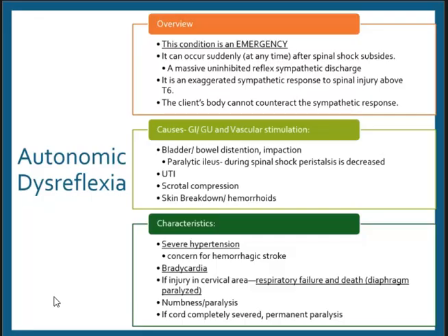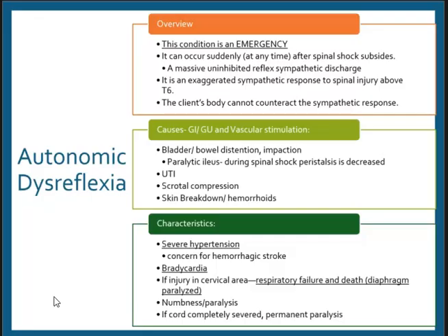So how does this happen? The patient that had spinal shock, it subsides 7 days later. Now let's say they're constipated or they're not having bowel movements or they're unable to urinate. They have a neurogenic bladder now, or something is happening in their GI/GU where they're not getting it out. So bowel or bladder distension or impaction, a paralytic ileus, UTI, scrotal compression, skin breakdown, hemorrhoids, anything in that area is going to overstimulate the sympathetic nervous system.